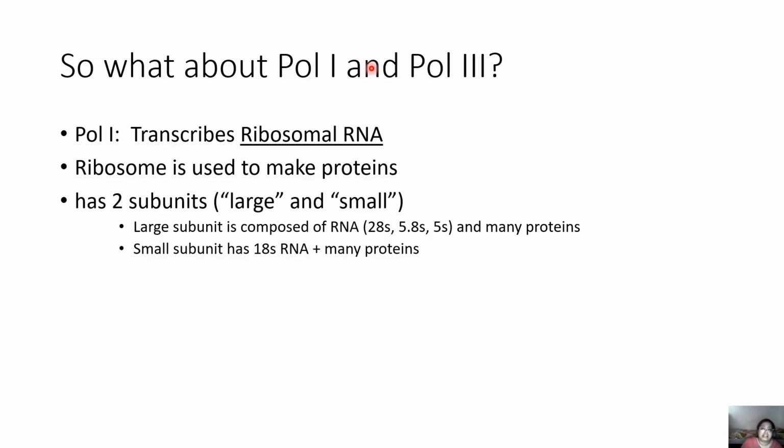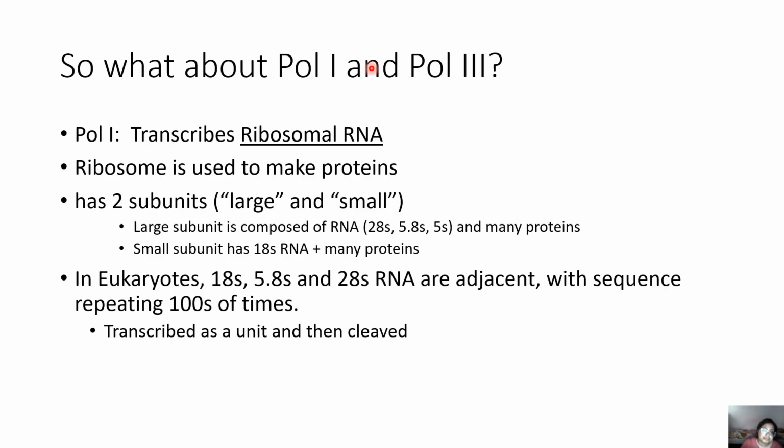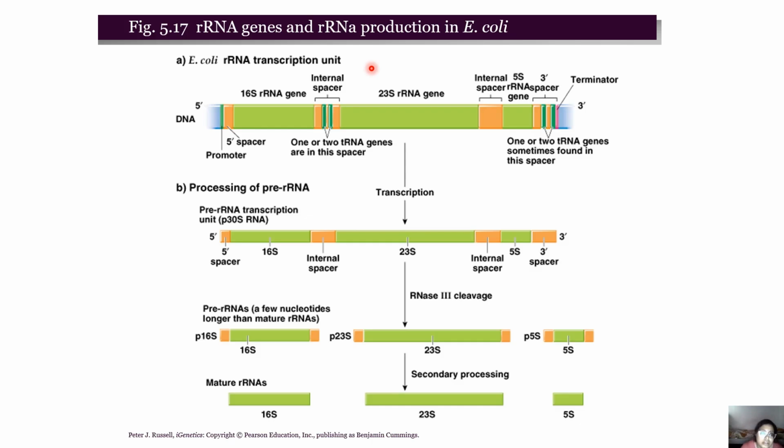Small subunit has 18S RNA and many proteins. Now in eukaryotes, 18S, 5.8S and 28S RNA are adjacent with sequence repeating hundreds of times, transcribed as a unit and then cleaved.